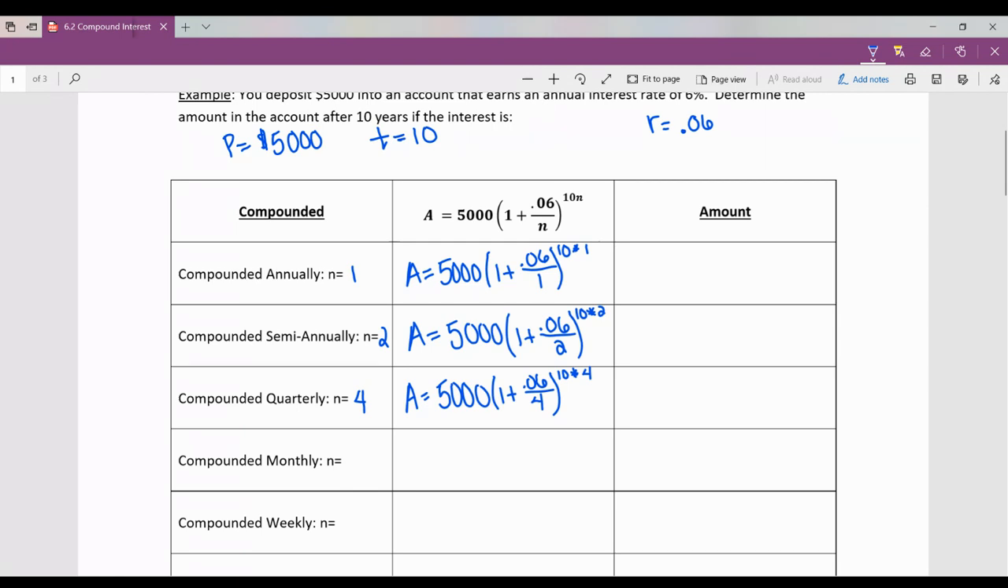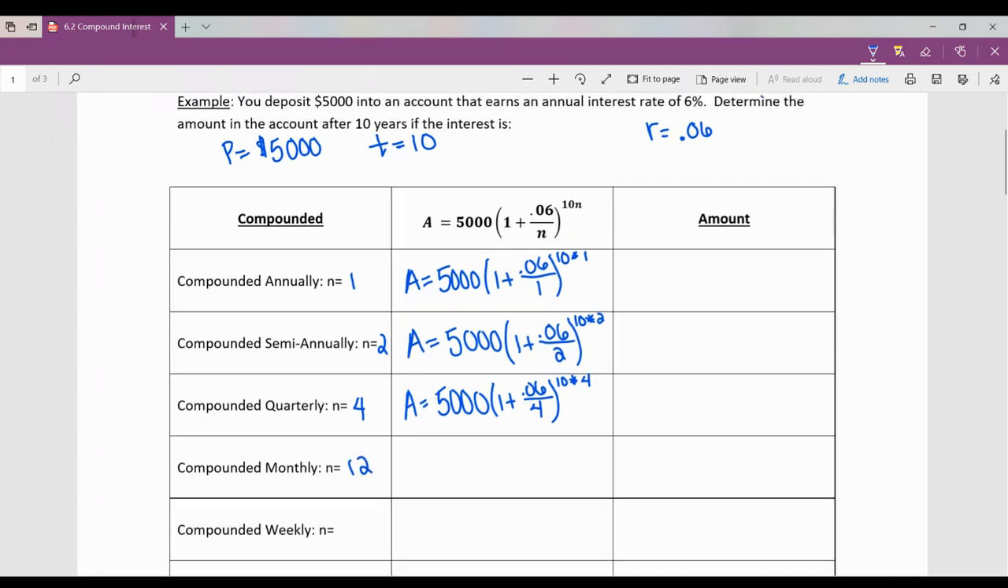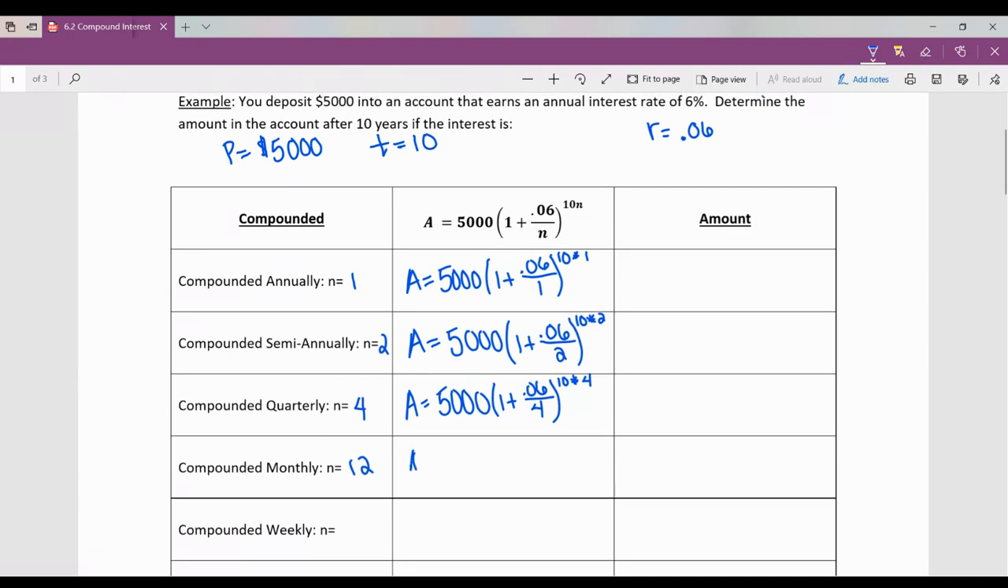Compounded monthly. If it's compounded monthly, that means it's going to happen every month. So there are how many months in a year? 12. So it's going to happen 12 times. So the amount in my account is going to equal, let me neaten that up, A equals 5,000 times 1 plus 0.06 divided by 12, because my n in this case is 12, raised to the 10 times 12.